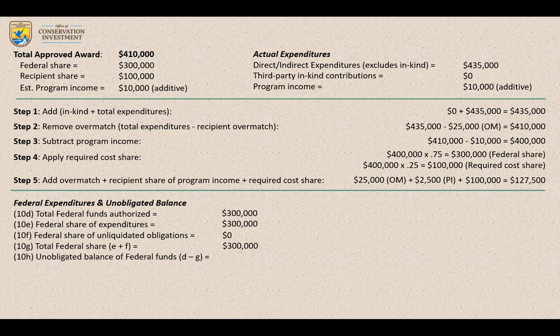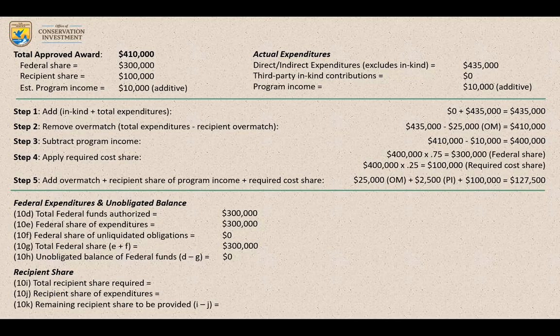Lastly, in Field 10H, the recipient reports any unspent federal funds remaining at the end of the award. This amount is determined by subtracting the value in 10G from the value in 10D. The recipient expended all the federal funds, so this amount is 0.